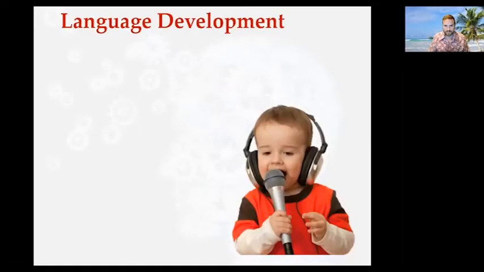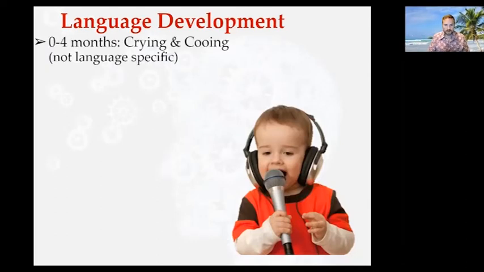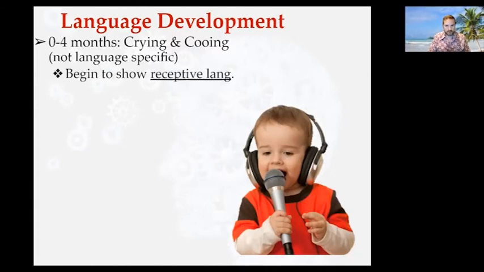Today we're going to talk about language and thought. Language development. How does language develop in humans? Within the first 4 months, a child communicates specifically by crying and cooing. Usually, crying indicates something not good is happening, and cooing that the baby is enjoying something. They begin to show receptive language, which means understanding if you're asking them things, even though they might not necessarily be able to reply.